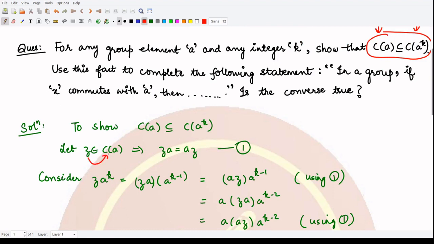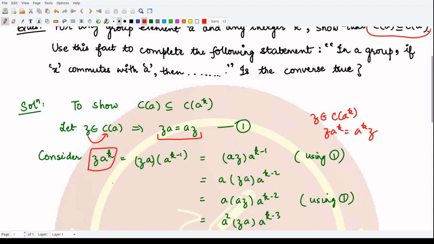So here, in order to show this, we take z from the centralizer of A. By definition it would commute with A, so za would be equal to az, right? In order to show that z also belongs to this centralizer of A raised to power k, we need to show that z A raised to power k is A raised to power k z. So that means z commutes with A raised to power k.